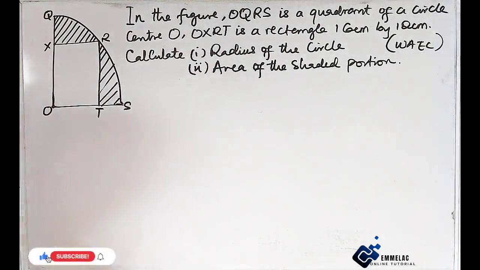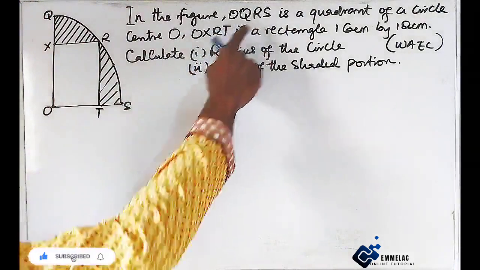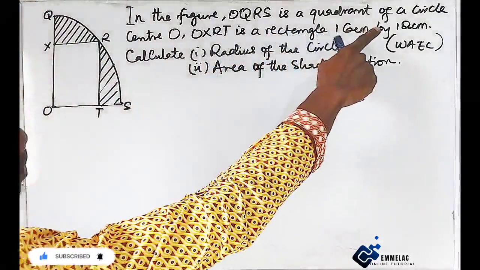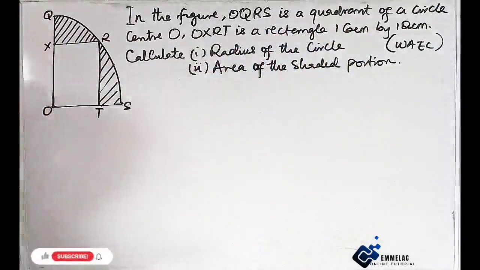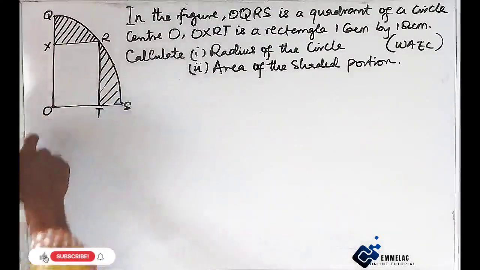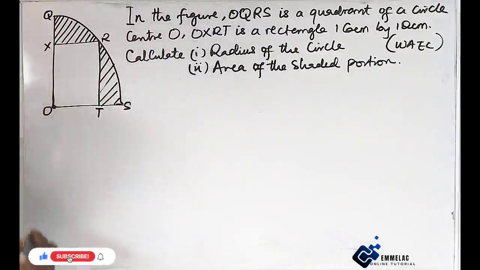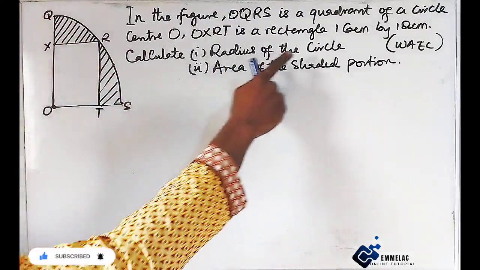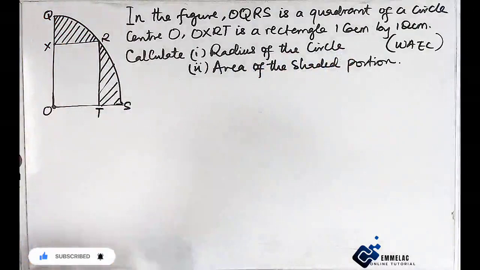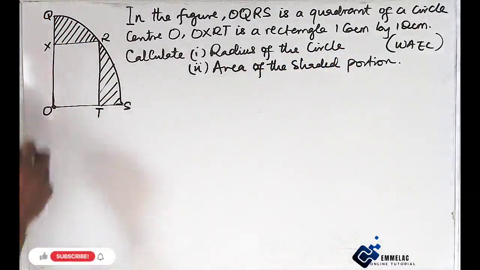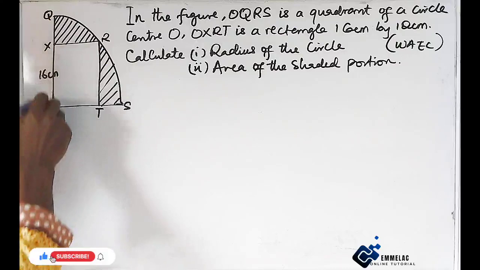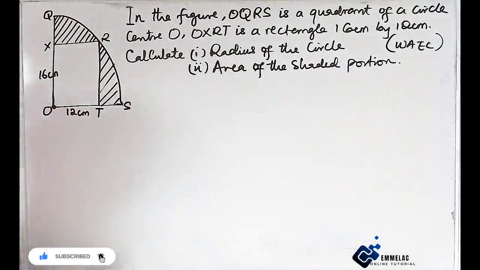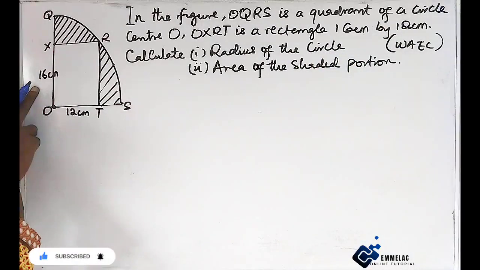Let's look at this question. In the figure, OQRS is a quadrant of a circle, which means it's a quarter of a circle of center O. This is the center. Now, OXRT is a rectangle 16 centimeter by 12 centimeter, which implies this will be 16 centimeter and 12 centimeter. Because this is length times breadth, the length has the longest sides.